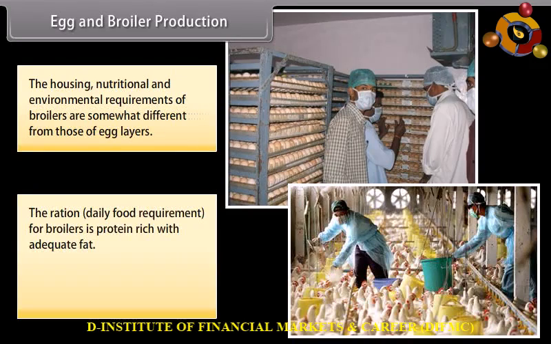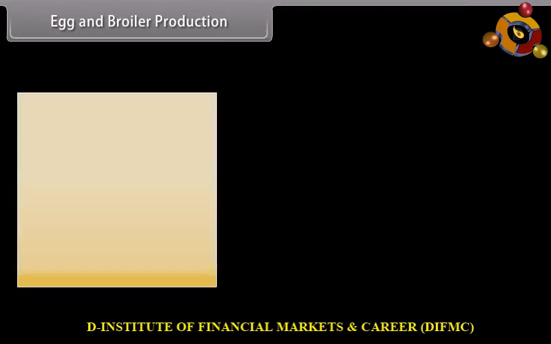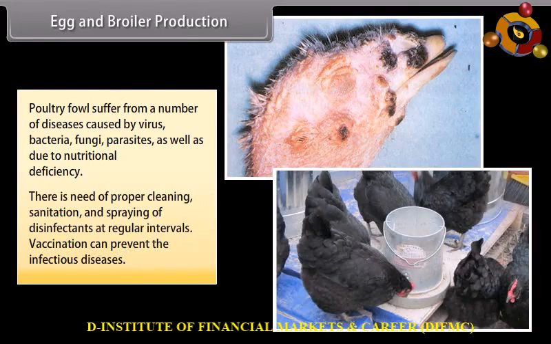The ration, or daily food requirement, for broilers is protein-rich with adequate fat. The level of vitamins A and K is kept high in the poultry feeds. Poultry fowl suffer from a number of diseases caused by virus, bacteria, fungi, parasites, as well as due to nutritional deficiency. There is need of proper cleaning, sanitation, and spraying of disinfectants at regular intervals. Vaccination can prevent the infectious diseases.